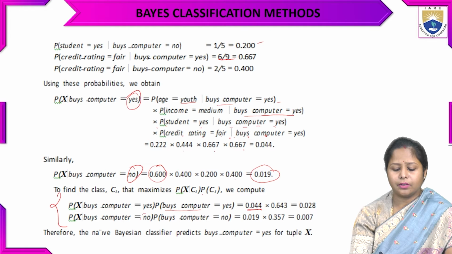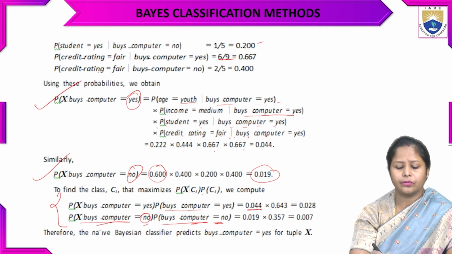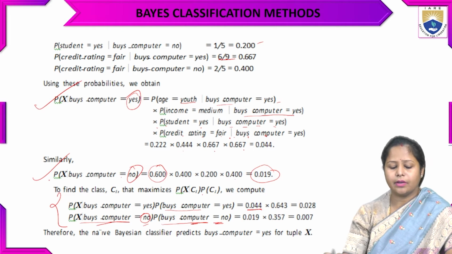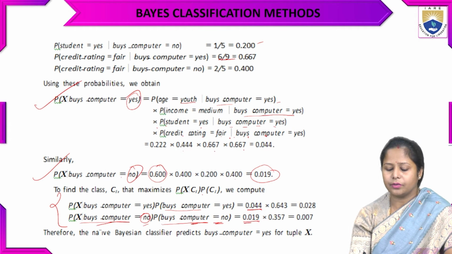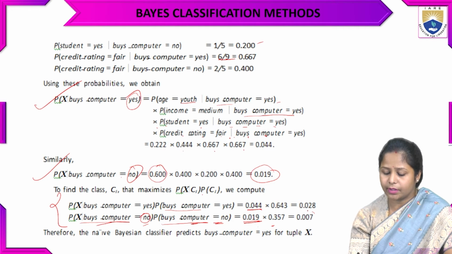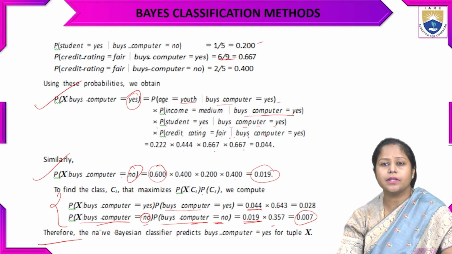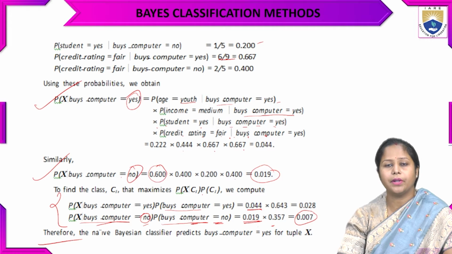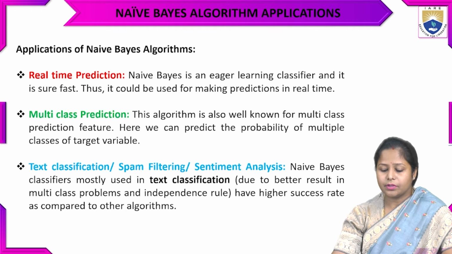Again, we'll calculate for when buys computer is equal to no, from both of the rules. That is from the second, and earlier we have also calculated it directly from the table. The value will be 0.019 into 0.357. The result will come as 0.007. Therefore, the naive Bayes classifier predicts buys computer is equal to yes for the tuple X. So that was the calculation for the naive Bayes classifier.